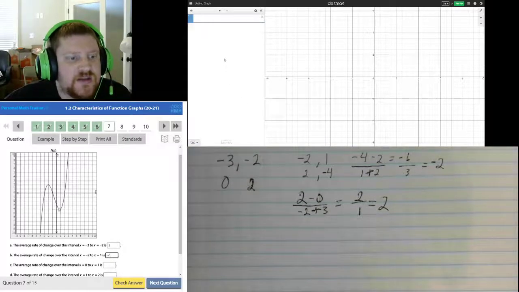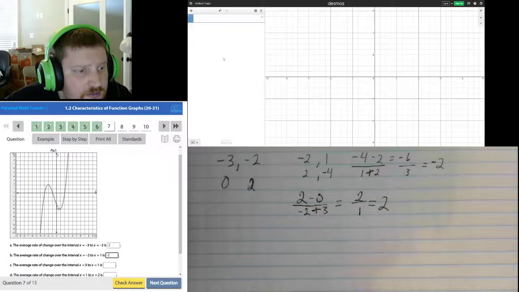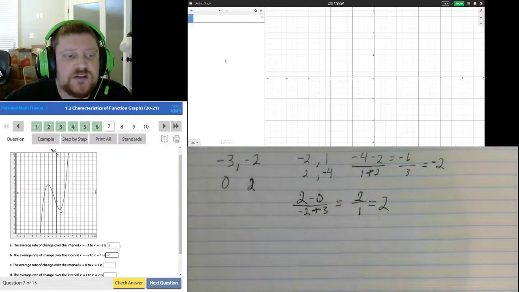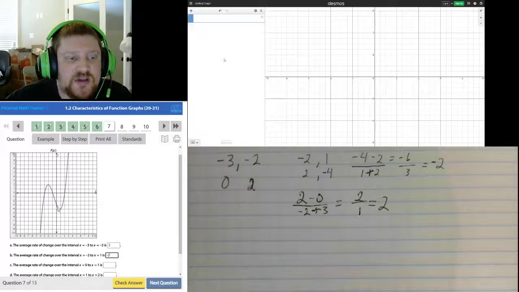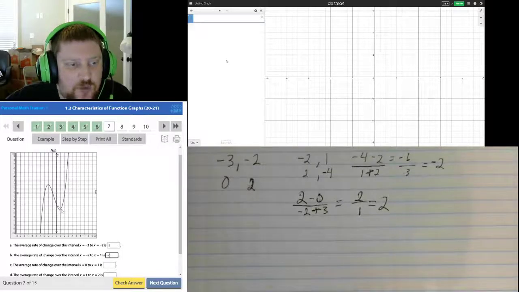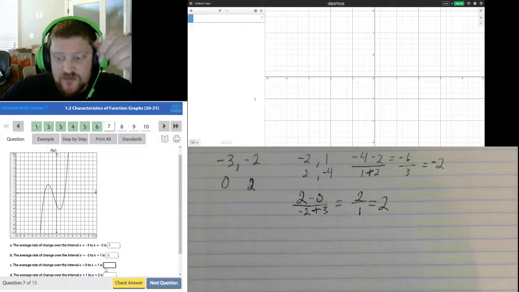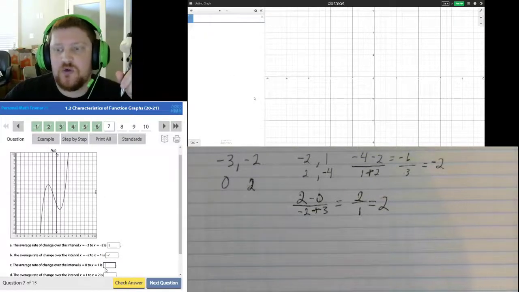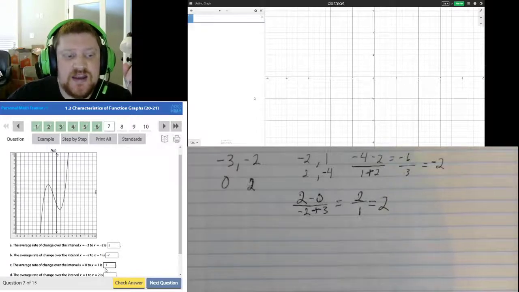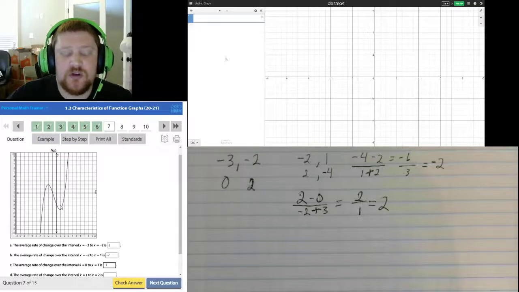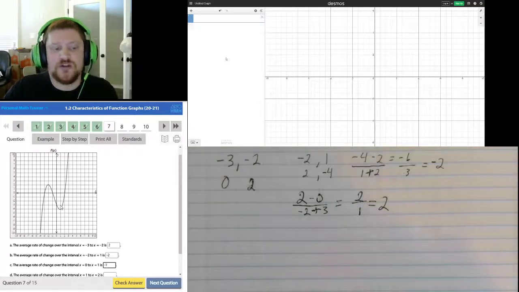Once again, the easy thing to see here is that we are going from a higher number to a lower number, so we know that this should be negative. From 0 to 1, so -3 to -4. This is a little bit easier because we're only moving one space. Since we're moving down, it's going to be negative. Since we're moving down one space, it's going to be -1. Since we're moving over one space, we're dividing by 1. So -1 divided by 1 is just -1.